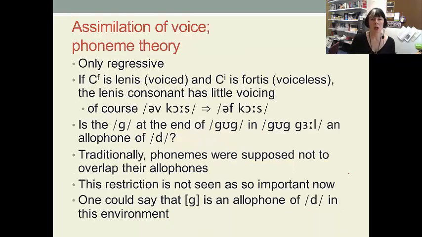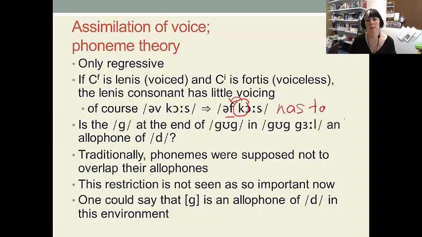Assimilation of voice is only regressive in English, and this is when the final consonant is lenis or voiced and the initial consonant of the next word is fortis or voiceless, and it tends to be phrasal. For example, we have "of course", which is very often pronounced "of course", with a very strong f sound there, and that's affected by the following sound, which is voiceless.